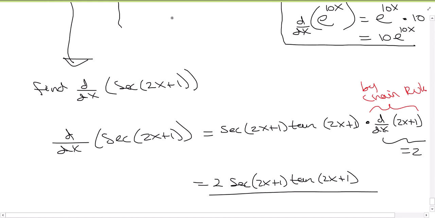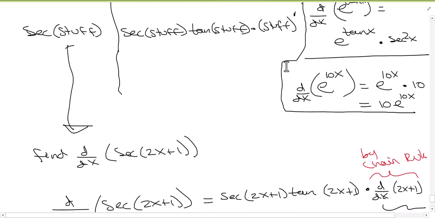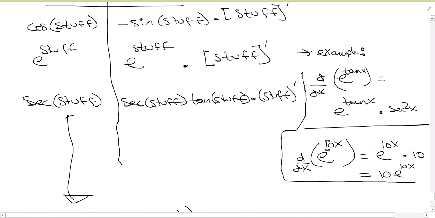Okay. In the next video, I'm going to go over the general exponential derivatives. So instead of e to the 10x, like 3 to the 10x, what does the derivative of that look like when the base is no longer e?